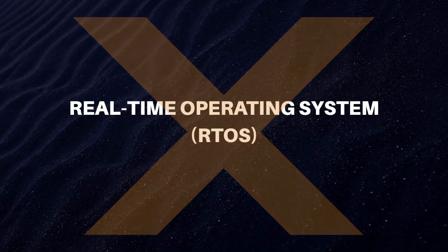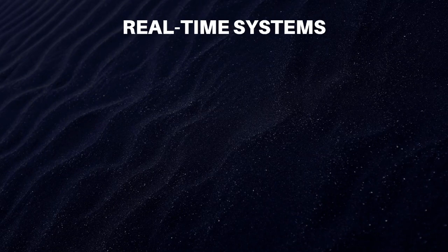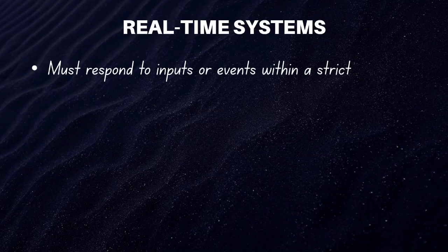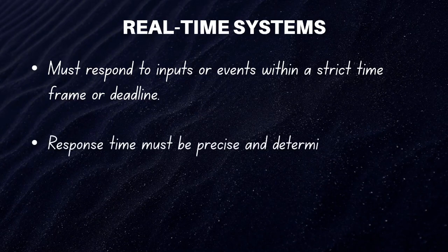Let's look at the real-time system. A real-time system is one that must respond to inputs or events within a strict time frame or deadlines. Keep in mind that it does not mean the system should be as fast as possible. It's a misconception that real-time systems means a super fast system. It means that the system response time should be precise and deterministic and should provide the output exactly when it is required, not before or after that.